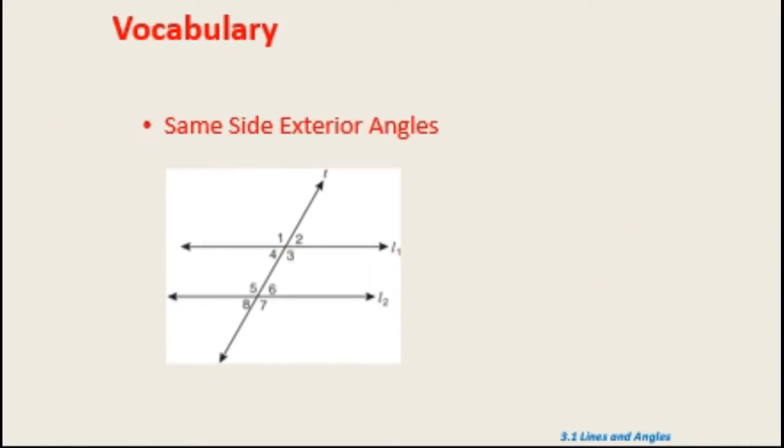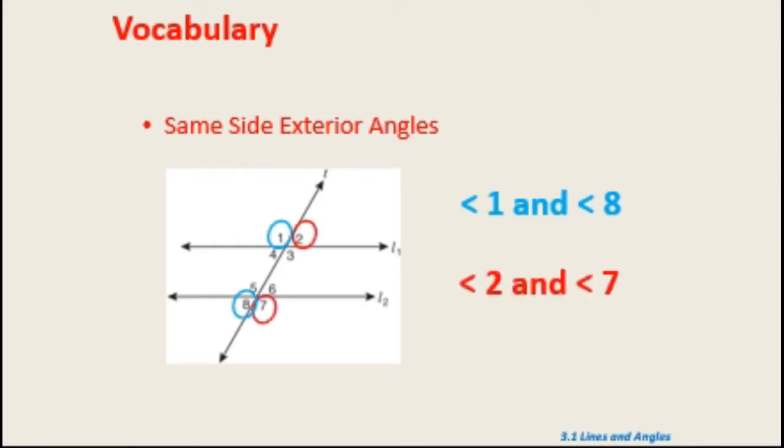Next, same side exterior angles. These are the angles located outside a set of parallel lines and on the same side of the transversal. So here, angle 1 and angle 8, and here, angle 2 and angle 7.